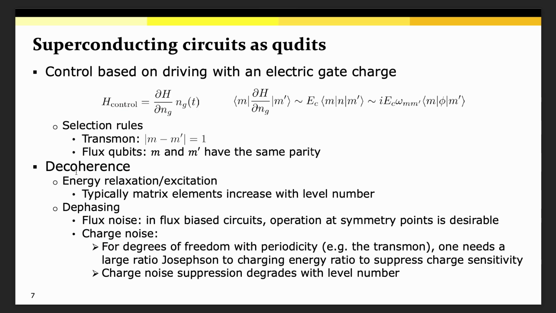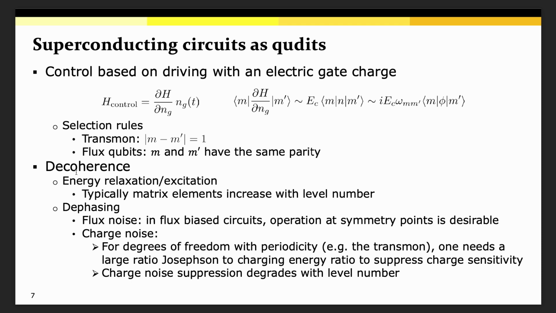Now, to talk a bit more about what one deals with when building a multi-level system, one first thing to bring up is the fact that when you control these devices, usually you rely on electric driving. So you have some sort of gate where you apply a gate charge Ng, and the operator that matters is this derivative of the Hamiltonian with respect to that particular parameter. And this matrix element between two energy eigenstates m and n' depends on this charge operator n, which then is related to a phase operator.